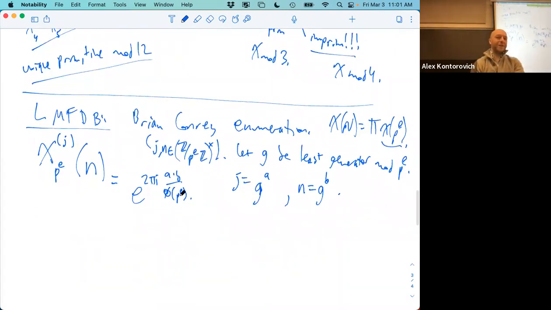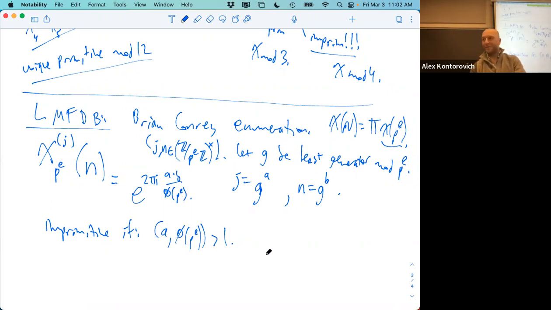So this is a phi of p to the e root of unity. And you can read off whether it's primitive or not. So when is this primitive? The jth one is imprimitive if this isn't a phi of p to the e root of unity. Right. So if a and phi of p to the e have a factor in common, which is very easy to determine.